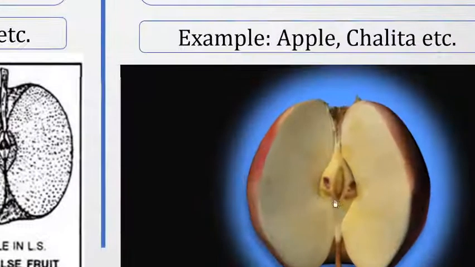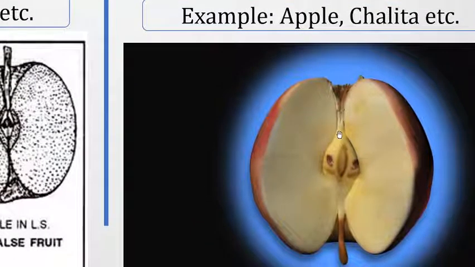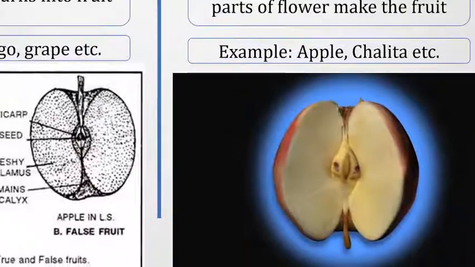It actually contributes to the fleshy part of the apple. Here the ovary contributes to the inner part of the fruit, which is not the part we consume and doesn't contribute to the fleshy part. Most of the fleshy part of the apple comes from the flower part other than the ovary. That is why apple is called a false fruit.